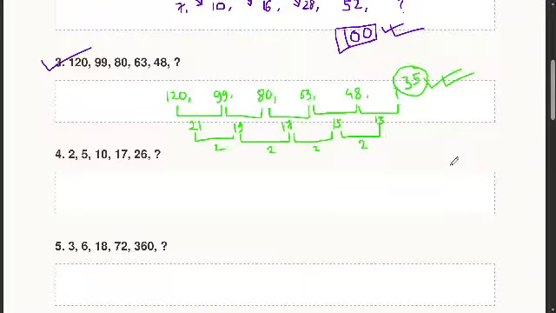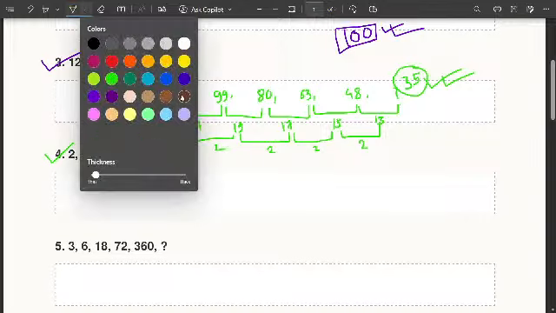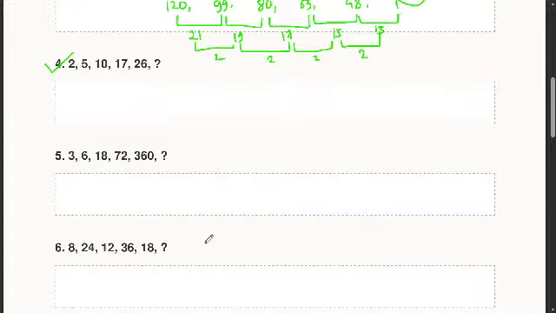Now we are moving to the fourth number question. Fourth number question. So here it is written 2, 5, 10, 17, and 26. And the next part is what?